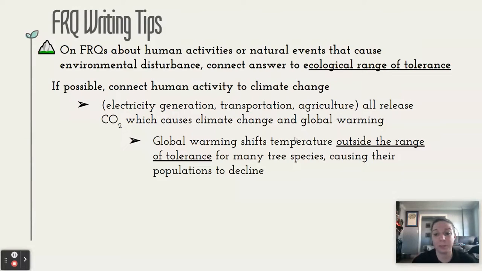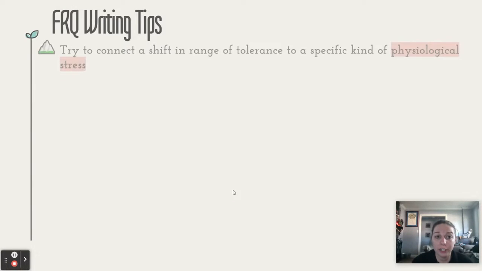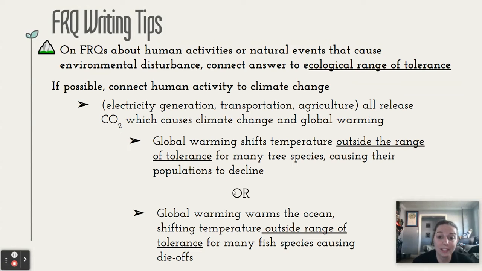So, you're stating the specific stressor for the tree, it's the temperature, and relating it back to global warming. You could also say the same thing about global warming warms up the ocean, which shifts temperature outside the range of tolerance for many species of fish, causing die offs. If you want to make your writing even stronger, try to connect that shift to a specific stress. So in these examples, we said it was the temperature that was causing them to be outside their range of tolerance. But let's look at how we can be a little more specific about that.